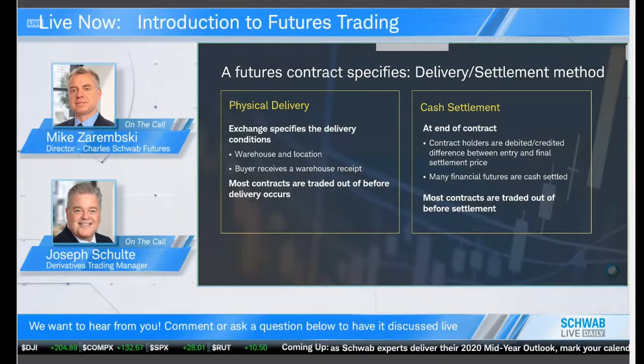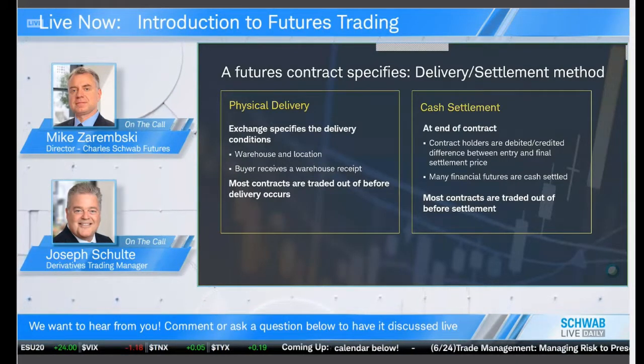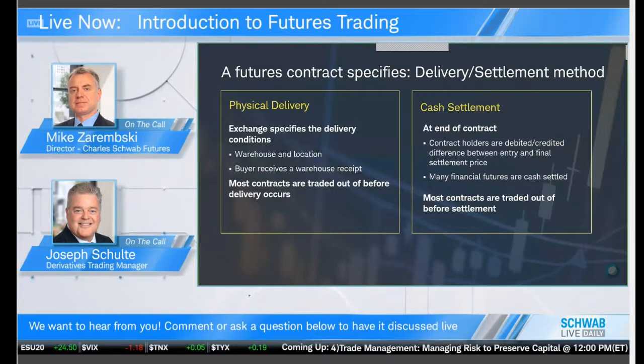Even though there's no chance of being physically delivered on the contract, most of those contracts are also closed out prior to that settlement period as well. So a good example of a cash settled contract is something like the E-mini S&P 500. That's probably the one that I think most traders know as a cash settled contract.